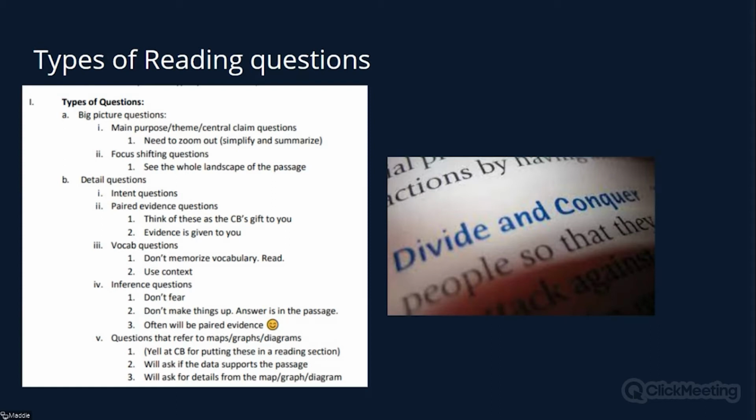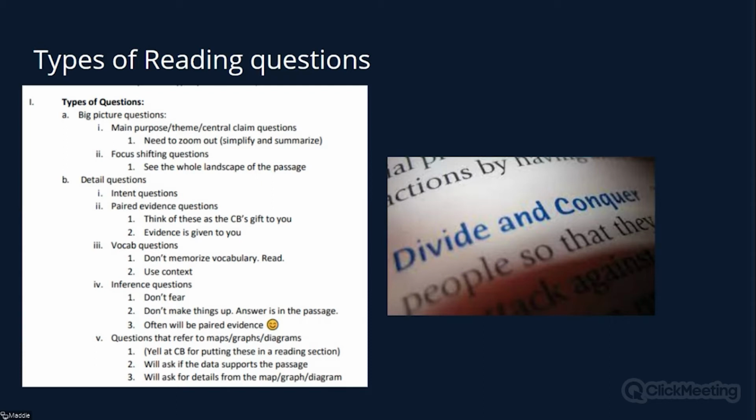Third one is vocab questions. So with vocab questions, something that's super important to remember is that you don't have to memorize vocabulary for these. That's absolutely boring, and it's just not gonna be fun. SAT is supposed to be fun. I believe it's fun. So don't memorize vocabulary.